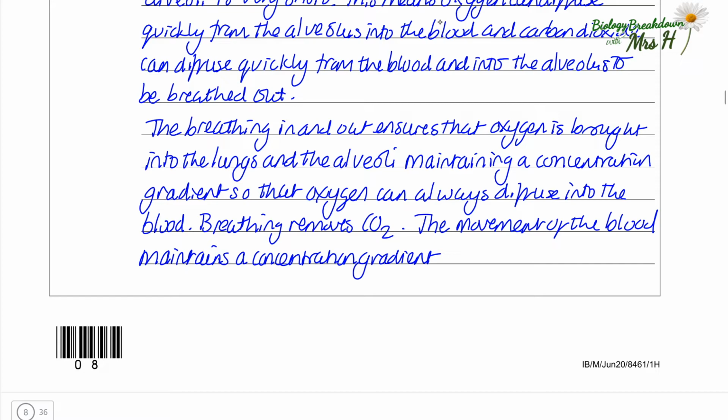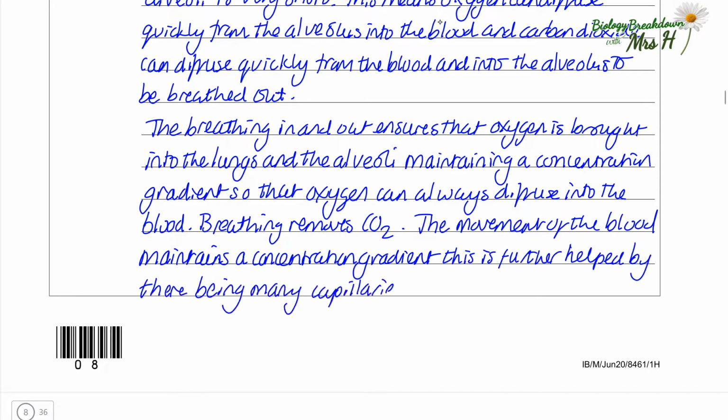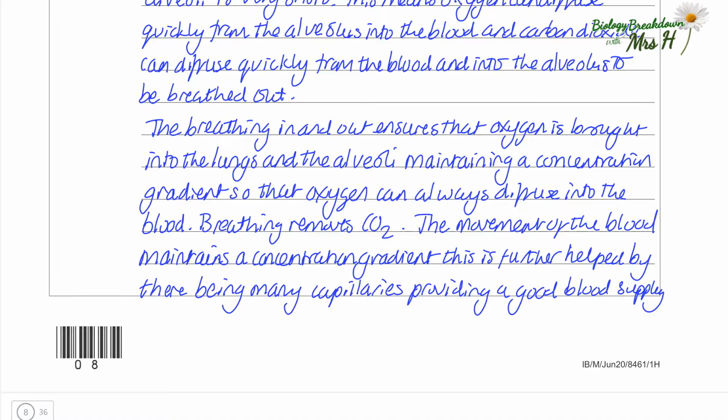So that helps to maintain a concentration gradient. And also that concentration gradient is further helped by there being many capillaries providing a good blood supply. And that's all we can fit. I think we've covered most of the points there.